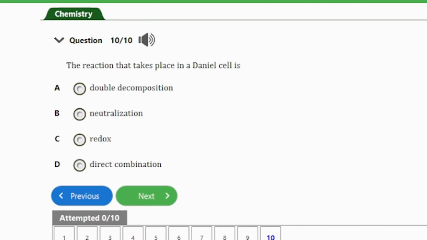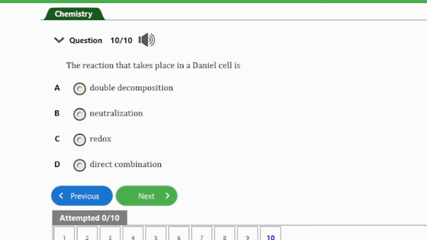So we are here with the last question in this video, and that's question number 10 here. It says the reaction that takes place in a Daniell cell is A, double decomposition, B, neutralization, C, redox, D, direct combination. So guys, the answer to this question is option C here.